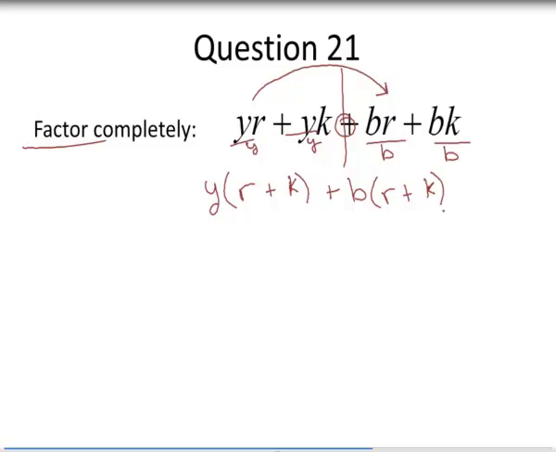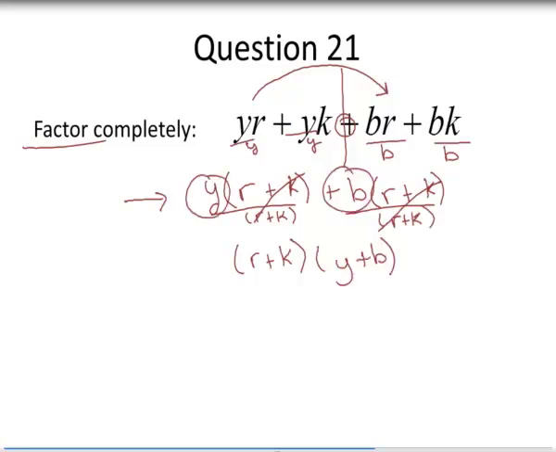Good. Now, this is the really tricky part that sometimes students have a hard time seeing. You see the terms, it's just 2 terms. They both have R plus k. So R plus k is common. So I'm going to factor out, bring the R plus k to the front, and really this is the process of dividing off R plus k. And you're left with what? You see you're left with y plus b. And you end up with these 2 binomials right here.